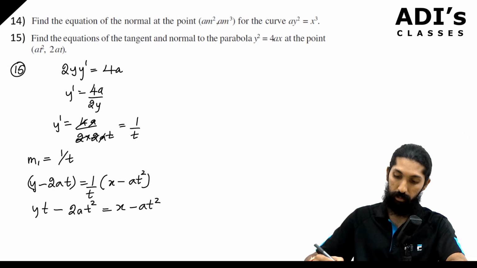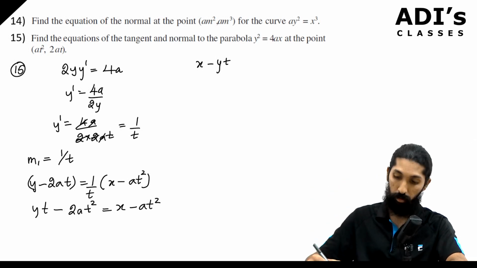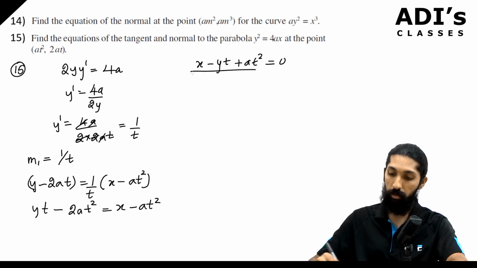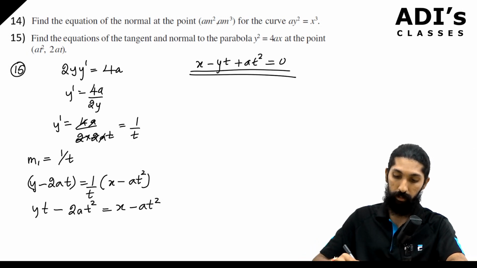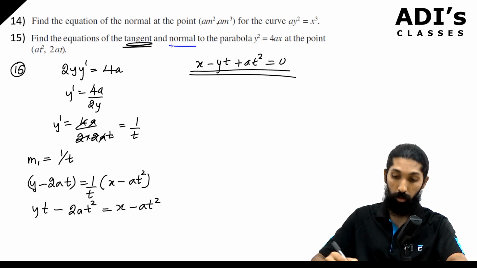So you can have this as x minus yt. The 2at square comes this side, so it's going to become plus at square is 0. See, this is the equation of the tangent. Okay. Now we'll do the equation of the normal.